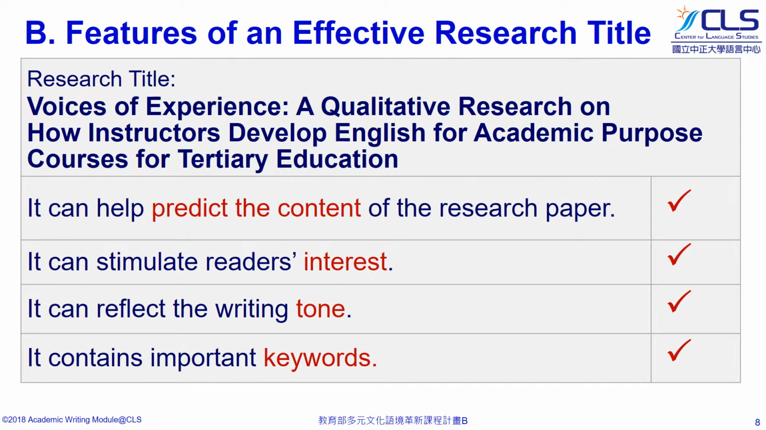Another example is Voices of Experience: A Qualitative Research on How Instructors Develop English for Academic Courses for Tertiary Education. This title meets all the four criteria. It can help readers predict the content about qualitative research in English for academic purpose courses. It's also interesting and can reflect the tone with the wording, Voices of Experience.